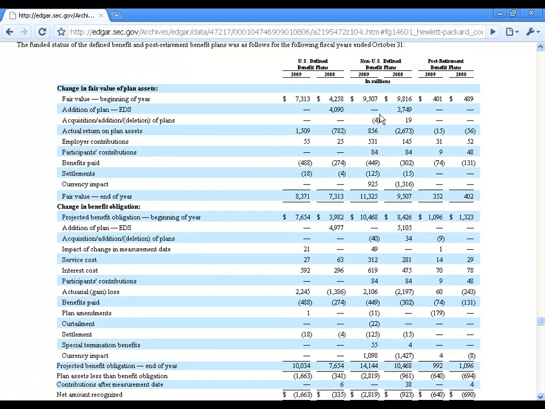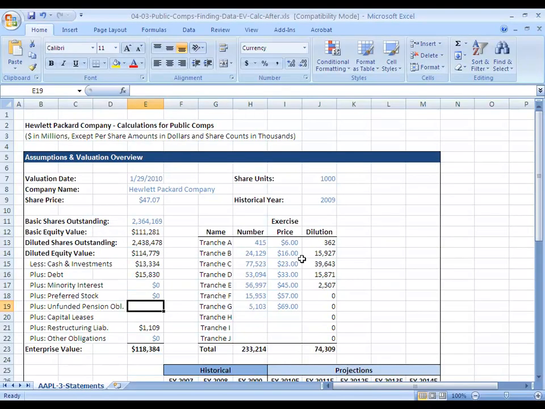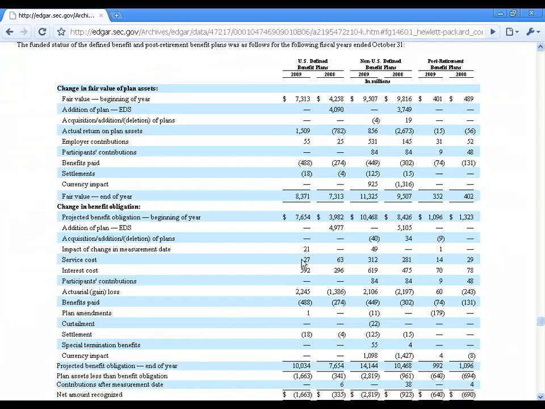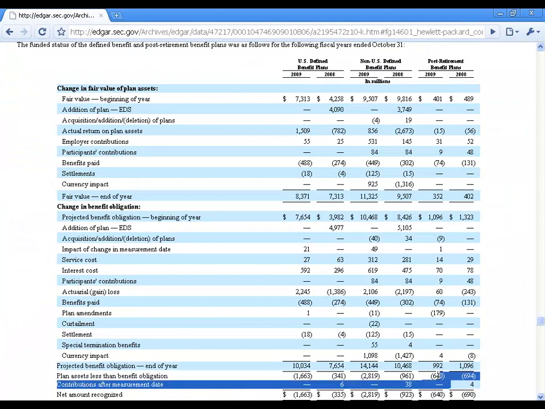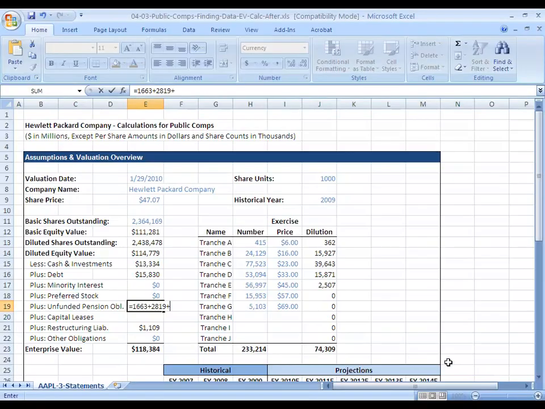So we're going to take the US ones for 2009, the non-US ones, and then the post-retirement benefit plans. So I'm going to say 1663 plus 2819 plus 640 right here. So now we have a sense of how much our unfunded pension obligations are going to cost a company like Hewlett-Packard.